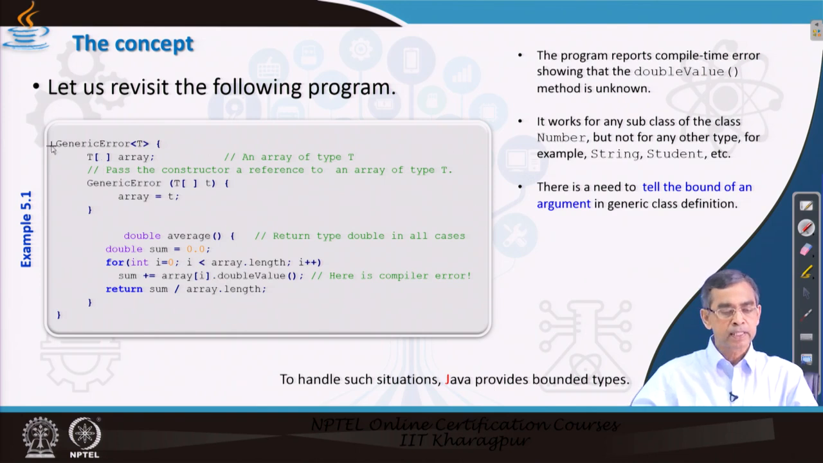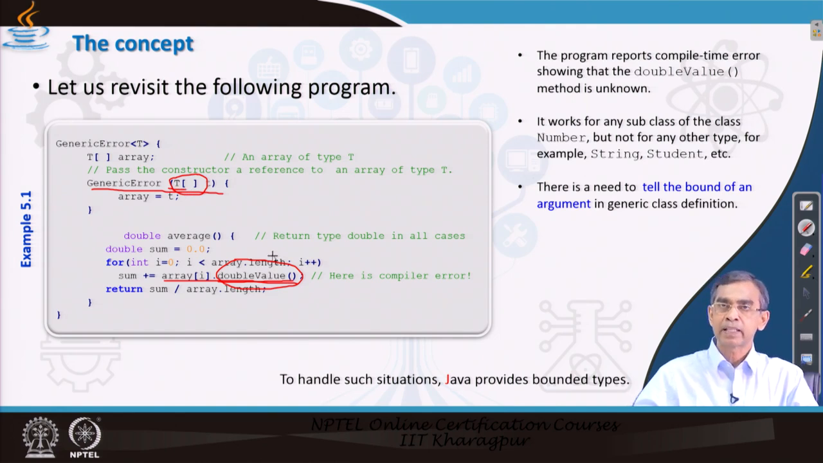In this example, this is a program and we define it with a generic class, and T is the template. We use this template class definition to access a method for that type. So, T is a type and array is an object of that type, and we want to access a method doubleValue under the assumption that this doubleValue method is defined for this type T.